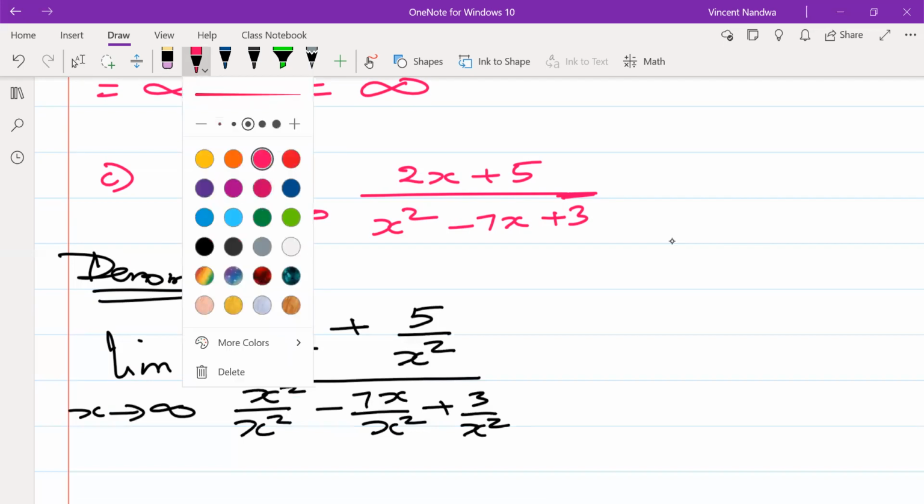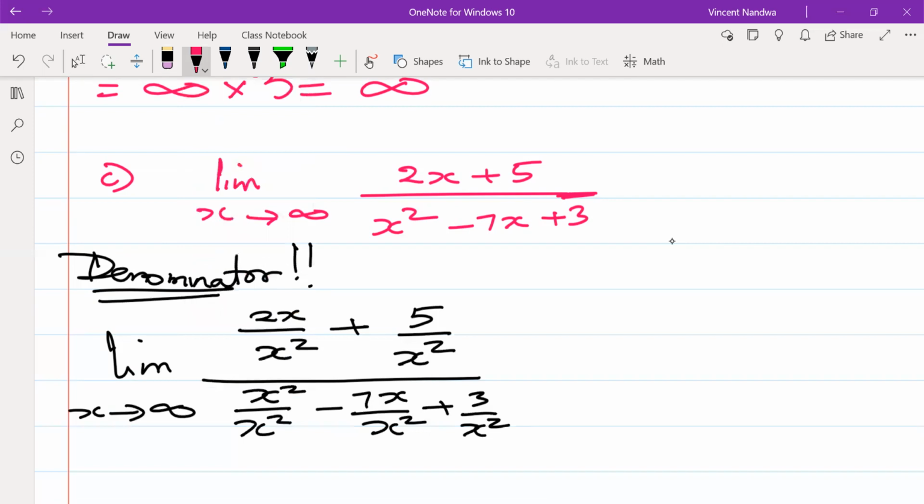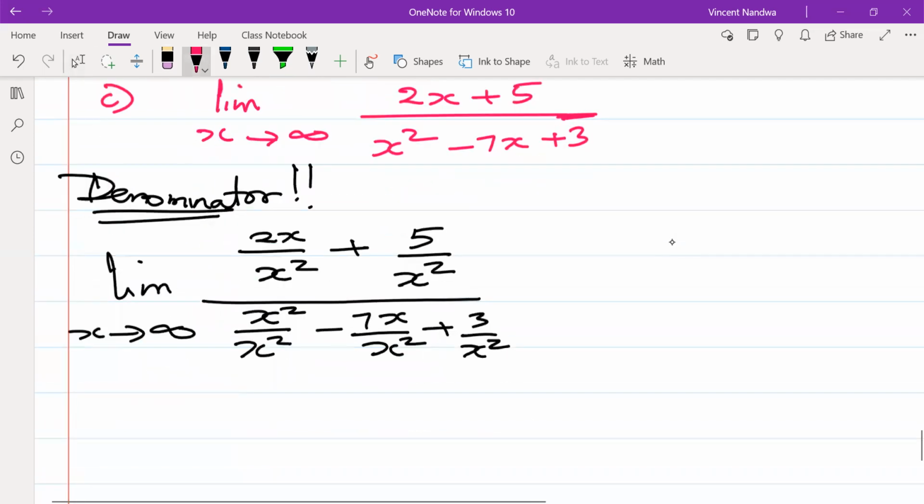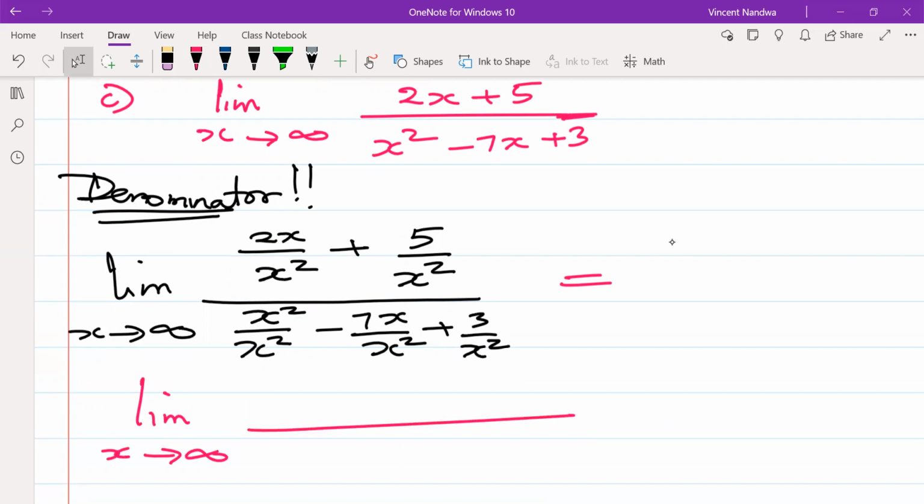Okay, the next step now is to just simplify in the normal way. So this will give us the limit as x approaches infinity. Now, what does 2x over x squared give us?